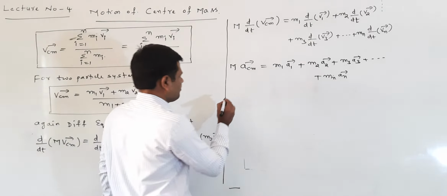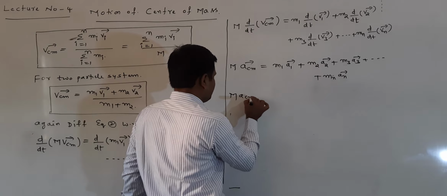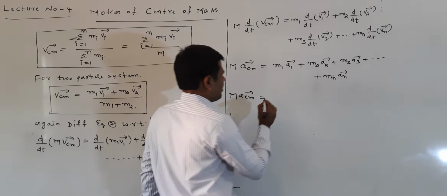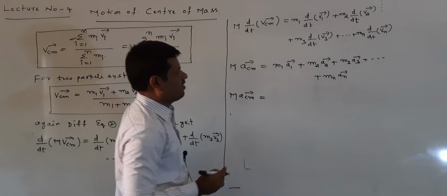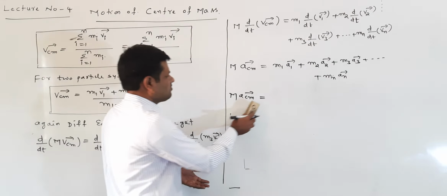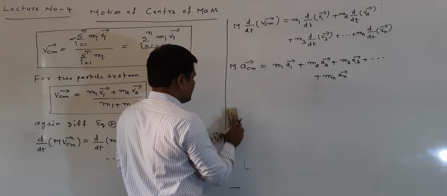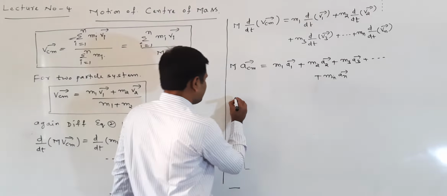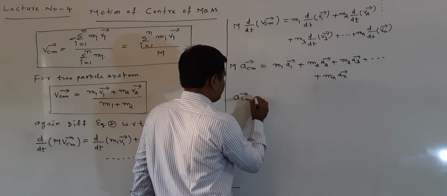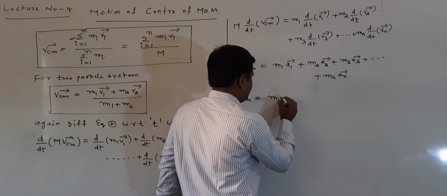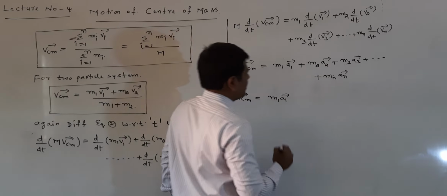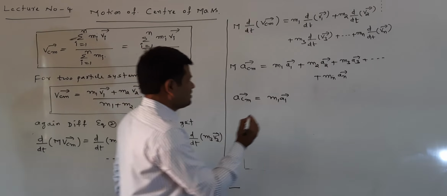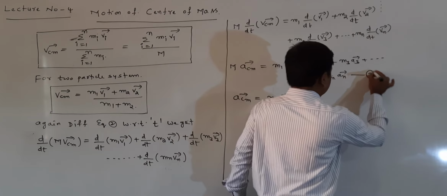Now from this I have written M into ACM bar is equal to m1 a1 bar plus m2 a2 bar, and so on. From this we can find the acceleration of the center of mass. This is given as equation number 2, completed, and this is given as equation number 3.